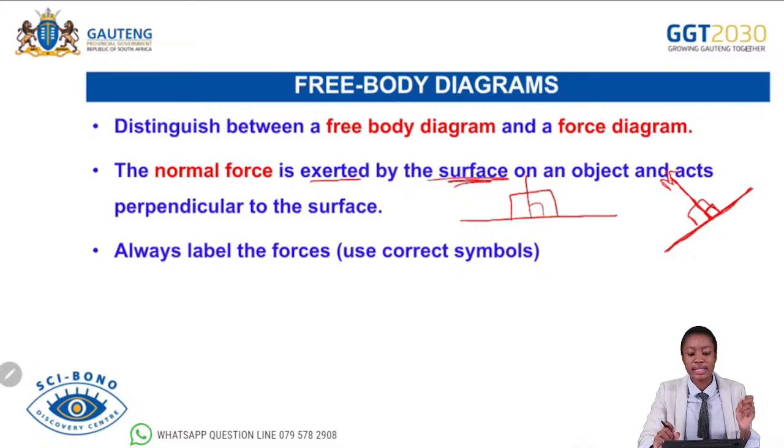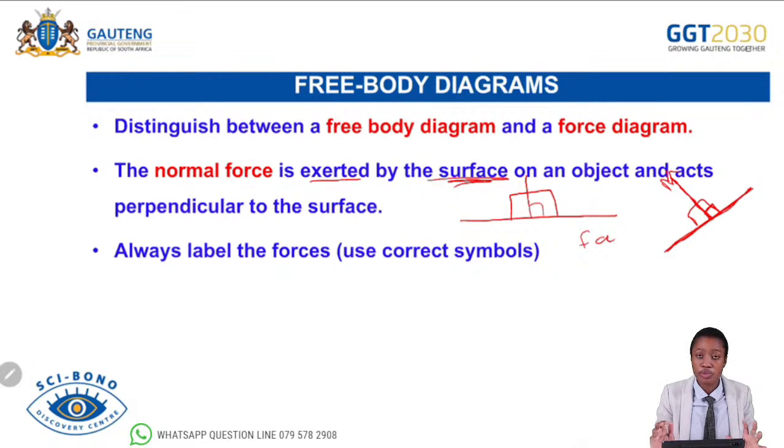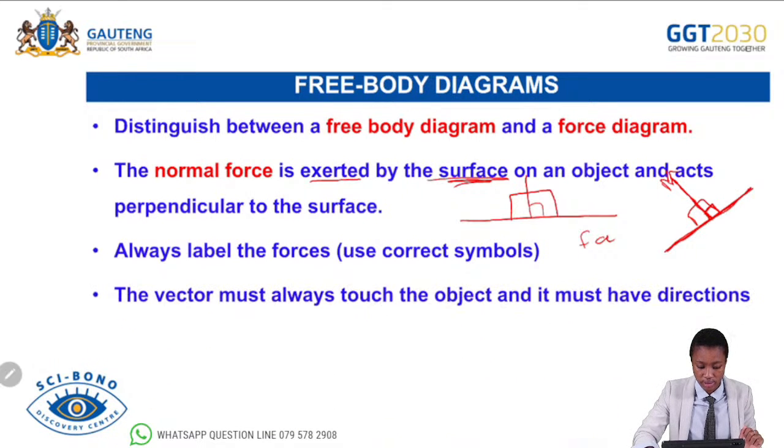And then we always label the forces using the correct symbols. You can also check in the exam guidelines what the acceptable symbols are to label these forces. For example, we have Fg, which is your force of gravity, and then we have your frictional force, and we have your applied force. We can use Fa for your applied force. Your frictional force can be shown by using Ff, and so on and so forth. And your normal force, please, is always N. It's a capital N, to show that that's your normal force. And the vector must always touch the object and it must have direction, right?